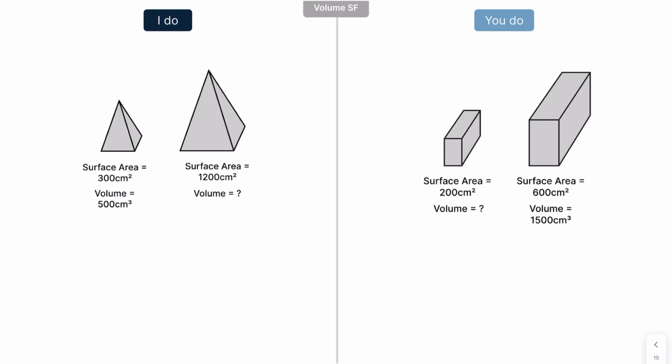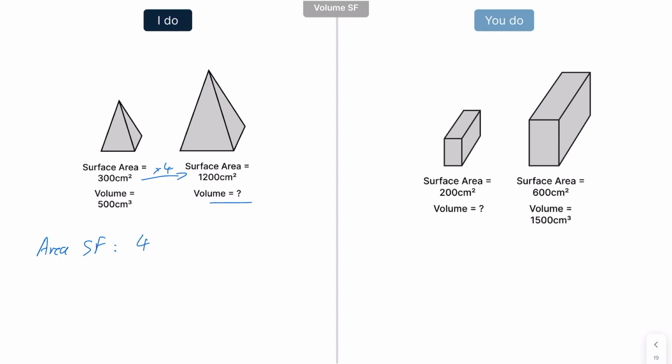So looking at this one now, it looks like it wants us to find the volume. We've been given the surface areas, so we know the area scale factor. Also worth mentioning, the area in 3D shapes is referred to as the surface area, so it's the same thing as finding the scale factor for area. The area scale factor here, I can see from there to there, we are multiplying by 4.